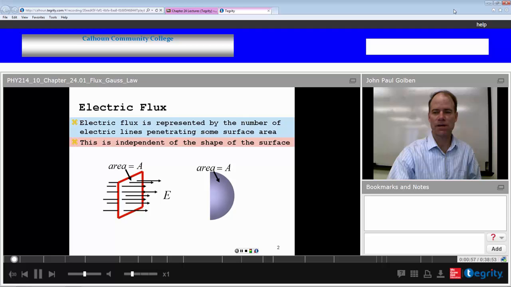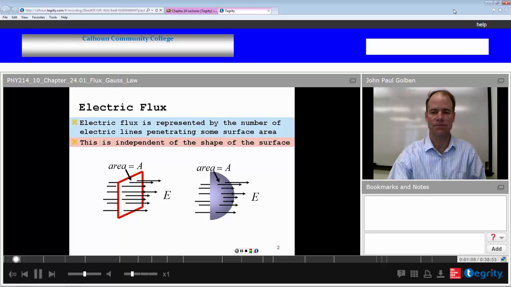This would be independent of the shape of the surface itself. Say if I had a curved area like this hemisphere over here, but I had the same field going through that surface, I would have the same flux. In other words, the flux is how many of these field lines are actually going through a given surface area. And in this case, it wouldn't matter whether it was a square plane or a curved area. If I have the same number of field lines going through, I have the same flux.